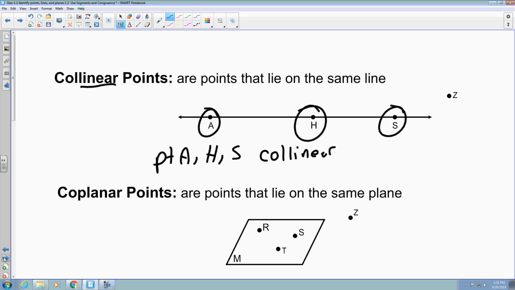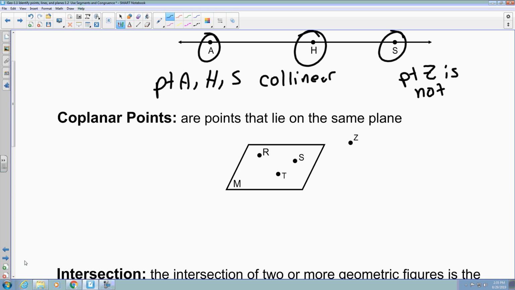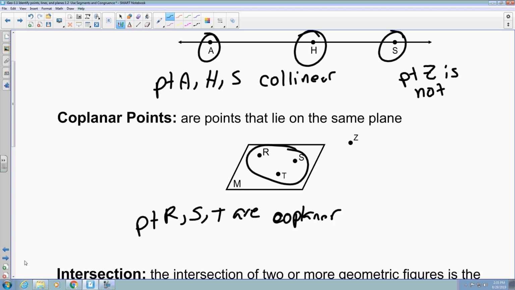And we can also say that point Z is not. Same thing goes here. Coplanar points are all points that lie in the same plane. I look here, I notice that these 3 points are in plane M, so I can say points R, S, and T are coplanar. And just like the other one, point Z is not.